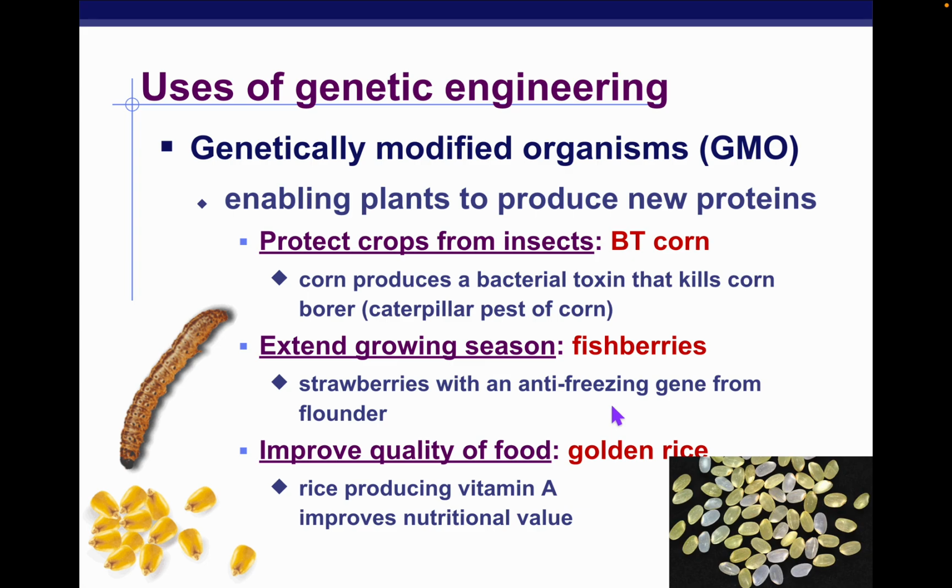We can also extend the growing season of different organisms, including the tomato that we're working on. So fish berries, strawberries with an anti-freezing gene from flounder. We also are using that for tomatoes. We can improve the quality of food. So golden rice, I've been hearing about golden rice for about 20 years now. And I do have to say, it has not come to fruition. It has the potential to produce vitamin A and improve nutritional values for countries that need it, but it has yet to be successful. It doesn't matter what I think, but we are using genetic engineering to modify our food system as our population grows to meet the needs of our population.